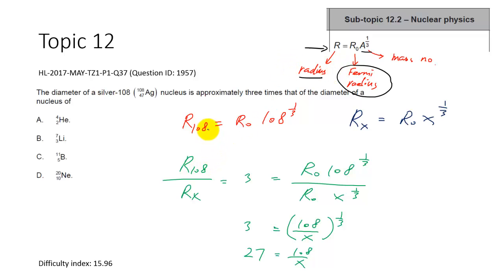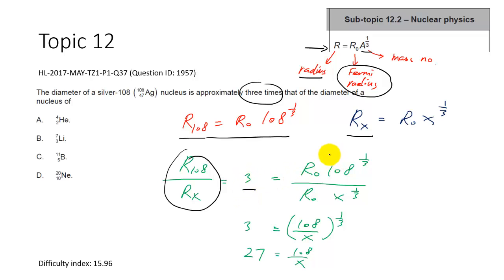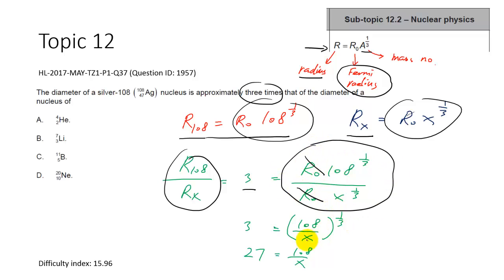And so what you have to do is list out the equations where for silver-108, it will have this equation, and for the unknown one, I use x to represent it, and so Rx, the radius of x, equals R0 times x to the power of 1 over 3. And since the question says it's approximately 3 times, you just have to use the ratio to calculate, which is 3 to 1, so 3. Then on the right hand side of this equation, you just have to make a fraction here, and R0 gets cancelled out, and you just solve the rest, and you will be able to find the answer to be A at the end.